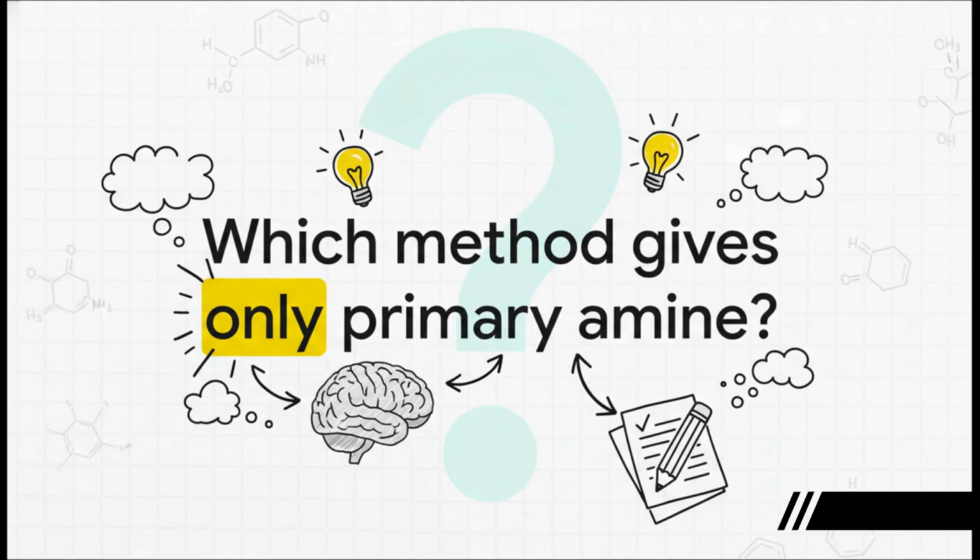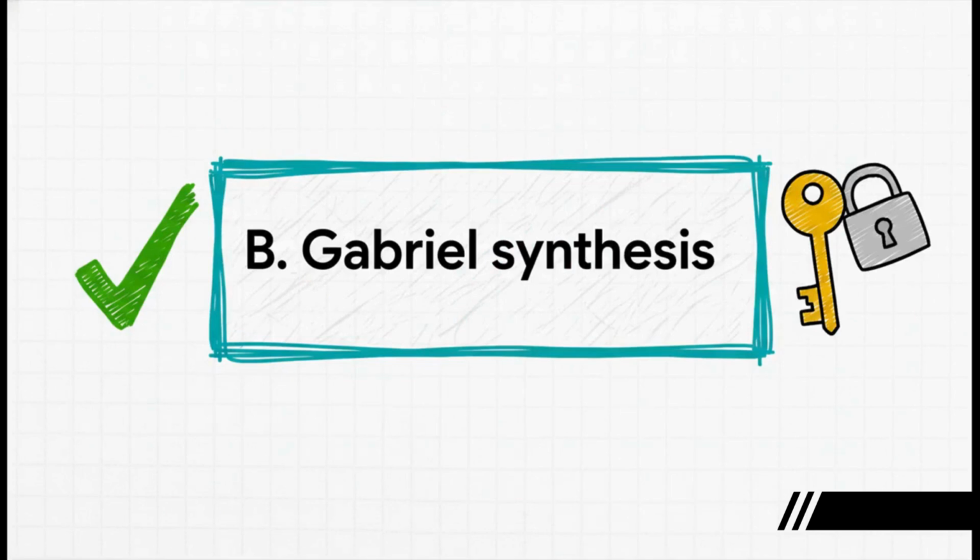Real exam-style question here. Which of these methods gives you only a primary amine? Look at those options. A, B, C, or D? Go ahead and pause right here, really think about it, and lock in your answer. And the correct answer is B, Gabriel synthesis. Remember our little trick? Gabriel is gentle. It's the one specifically designed to give you a pure primary amine, avoiding that messy situation you get with aminolysis.